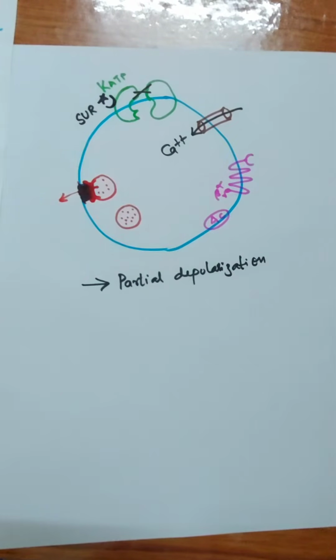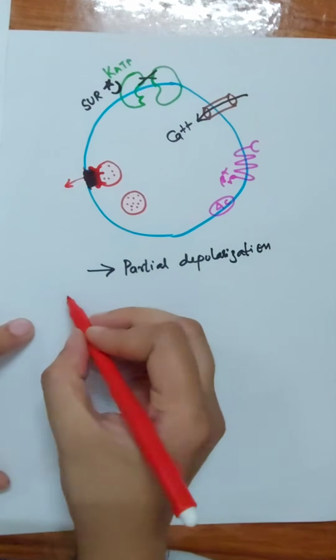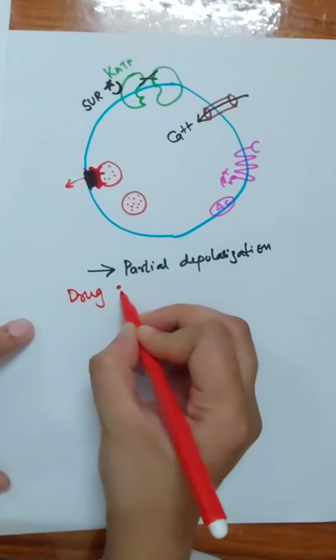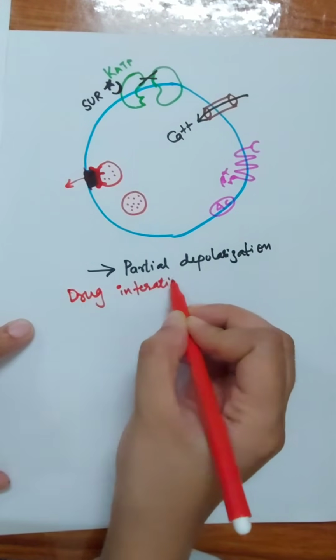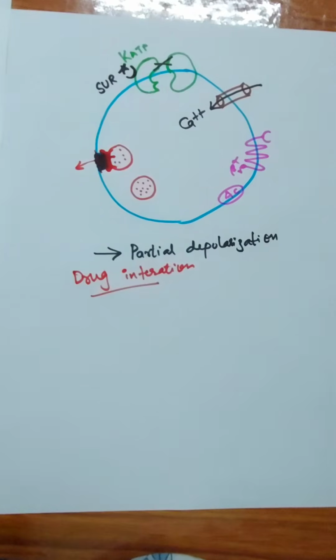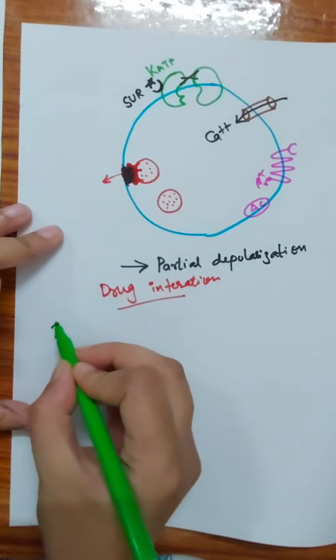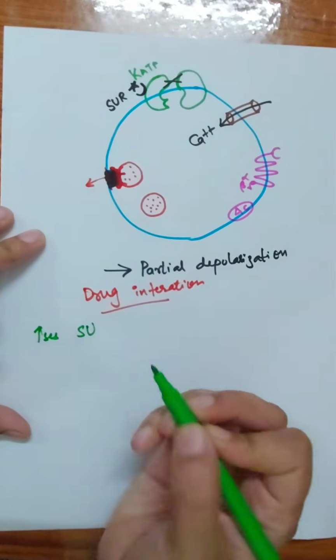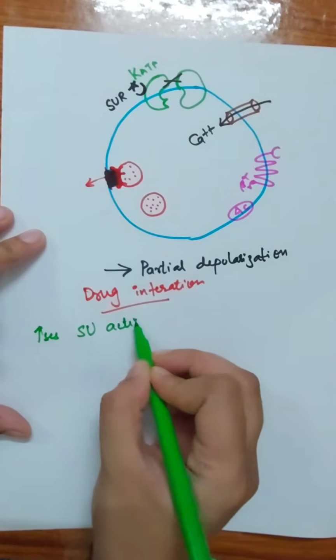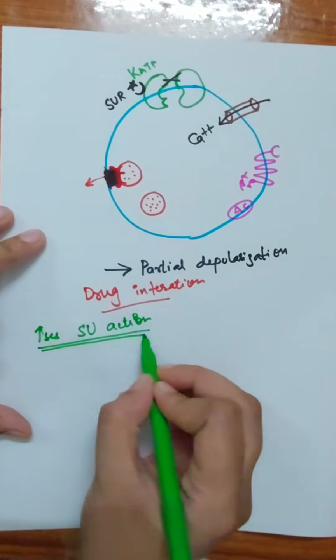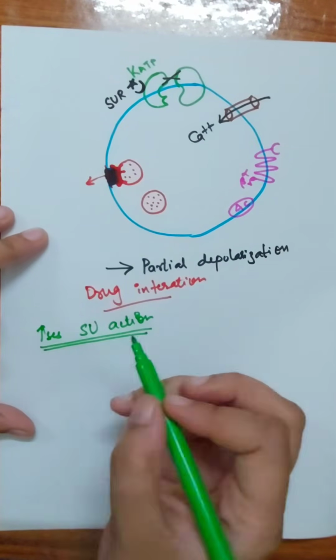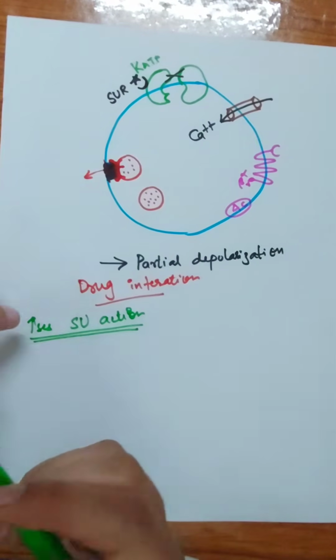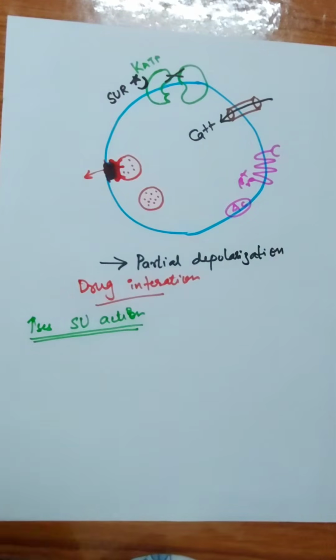Apart from this, sulfonylureas have a lot of drug interaction problems. Drug interaction. So we have a few drugs because of which there will be increased action of your sulfonylureas. Okay, increased SU, SU for sulfonylurea action. There are certain drugs along with which, when sulfonylurea is consumed, it will cause an increased or enhanced action of sulfonylureas. Now what are these drugs?